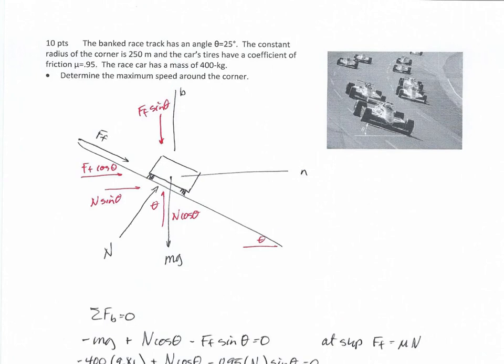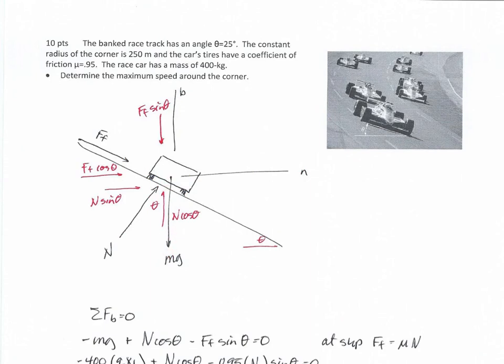Well, actually, there's no acceleration in the B direction either, because that would mean it would be slipping and leaving the path. So what we've got is to set the free body diagram up properly. You've got normal and B. You know that there's a normal force, a big N, which is perpendicular to the slope or the road, and then we've got an mg coming straight down.